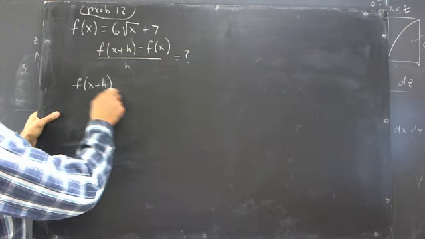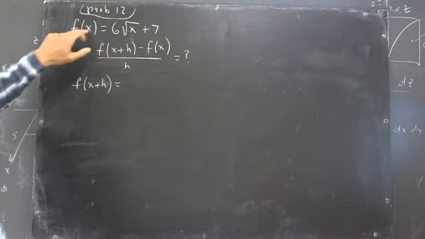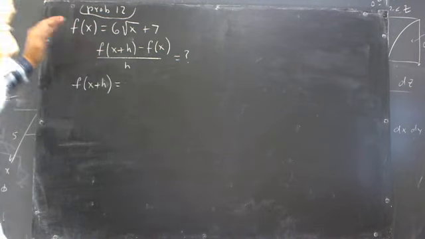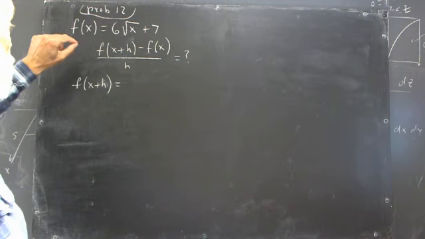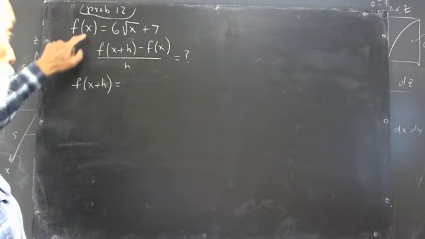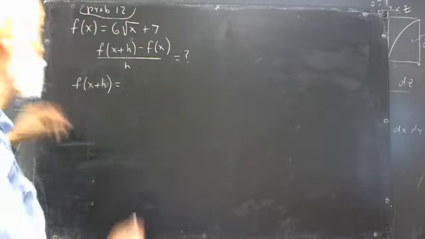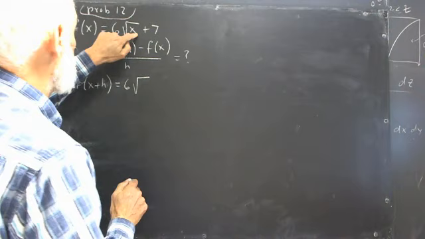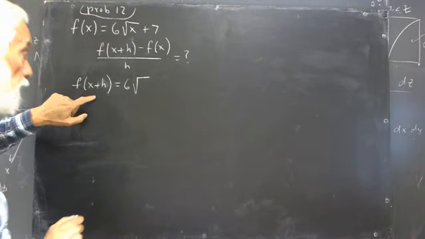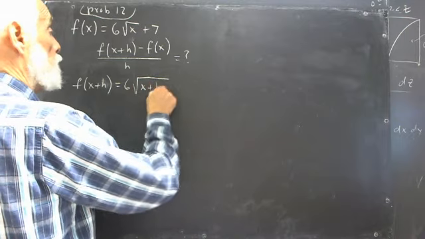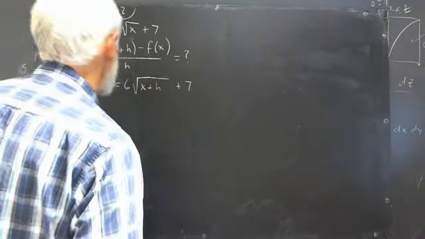F of x plus h, x has been replaced by x plus h. So everywhere in this expression, we have to replace x by x plus h. We don't replace it just here. If we replace it here, we've got to replace it everywhere. So we get what? 6 times the square root of what? Well, it's the square root of x here, but x has been replaced by x plus h, so it's 6 times the square root of x plus h plus 7.